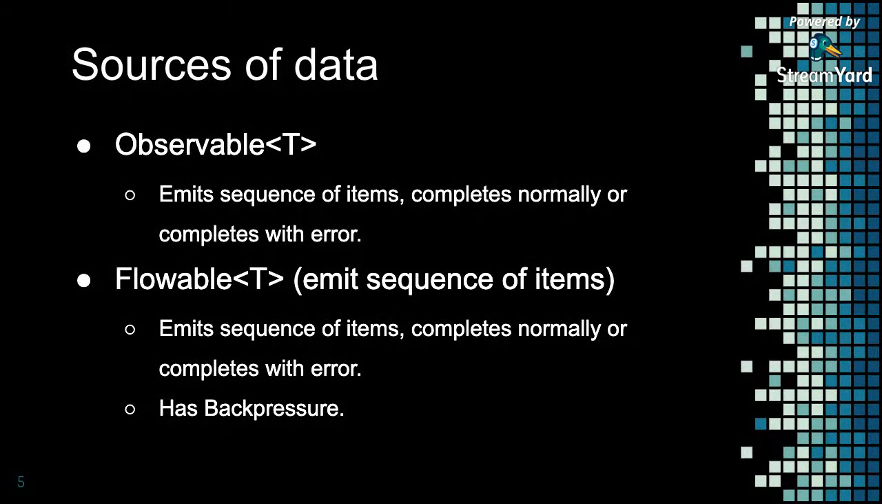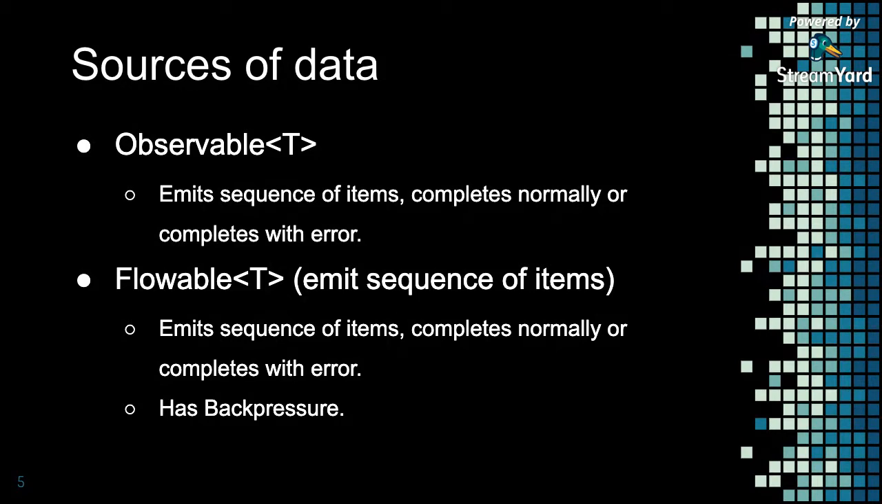So the most important abstraction points for sources of data in RxJava2 are the Observable and the Flowable. You can think of an Observable like a data source that emits items, completes normally or completes with error. What we mean by emitting items is that the data source can push items. It's like a pipe, a continuous flow of data.